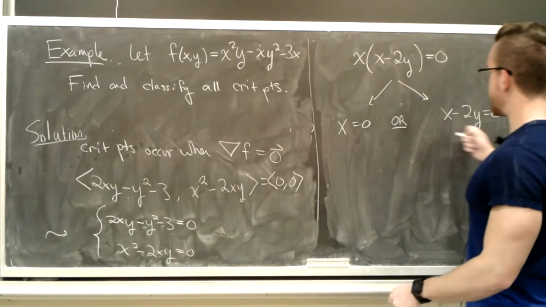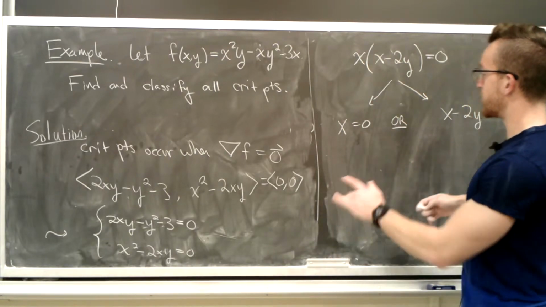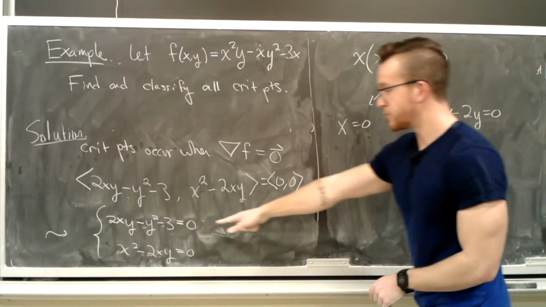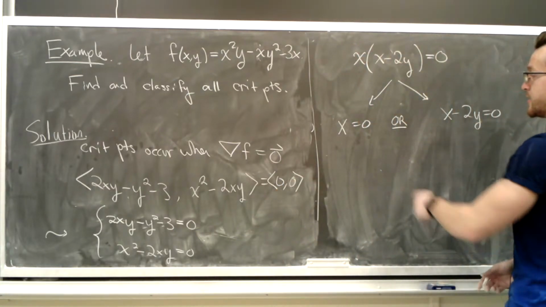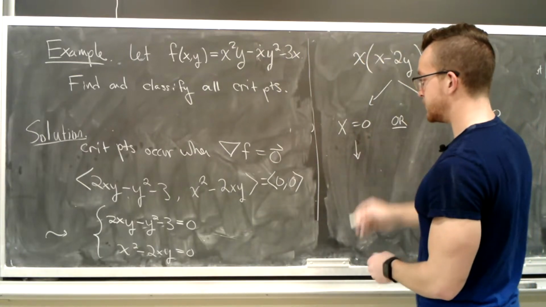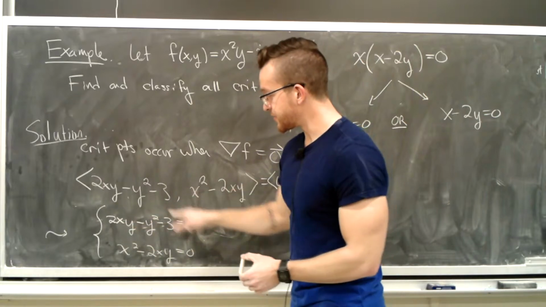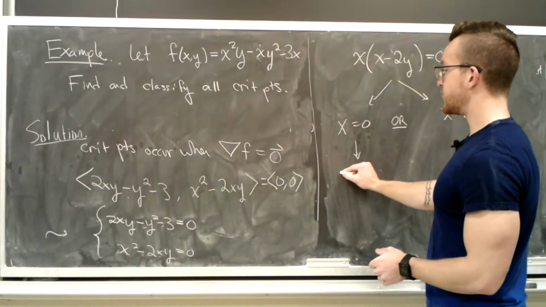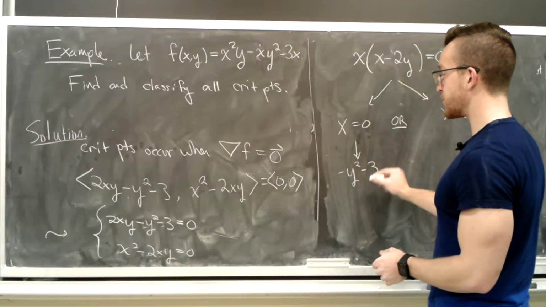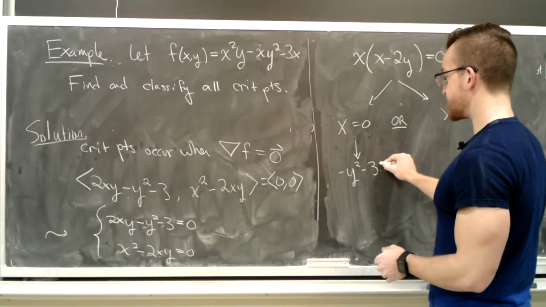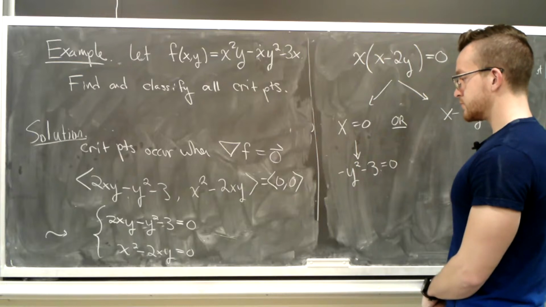We've got two scenarios here. What I'm going to do is take each of these scenarios and plug them back into the first equation and see if that can tell me something about y. So if x is 0, what does this first equation turn into? It turns into negative y squared minus 3 equals 0.